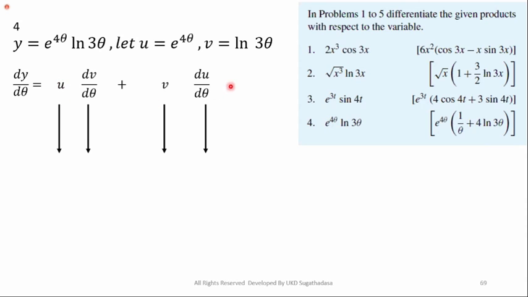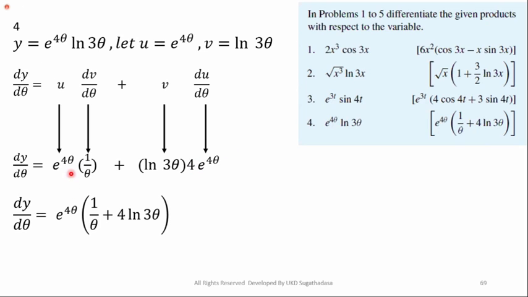Even this formula will change: u dv by d theta plus v du by d theta. What are the values? u is e^(4 theta), v is ln 3 theta. So u is the same function. dv by d theta of ln 3 theta is 1 upon theta. Plus, v is ln 3 theta, then du by d theta of e^(4 theta) is 4e^(4 theta). Then again, as on the previous occasion, take e^(4 theta) out as a factor. So 1 upon theta plus 4 ln 3 theta. The same answer. See? Do you think it's difficult?